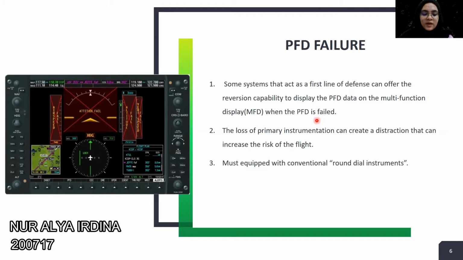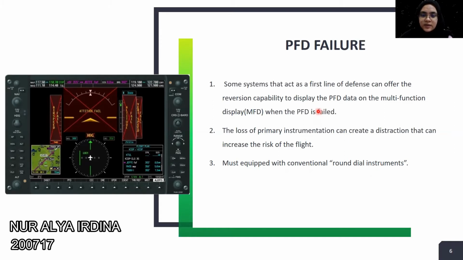But every aircraft that is equipped with the EFIS also contains a minimal set of backup or standby instruments. So the backup that pilots usually use is the conventional round dial instruments. This backup has an airspeed indicator, an altimeter, and an attitude indicator.